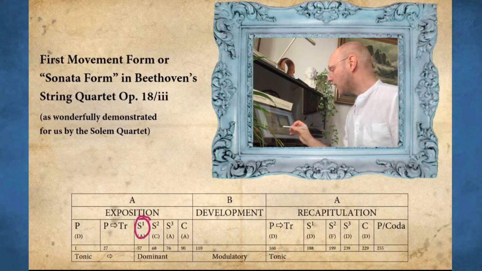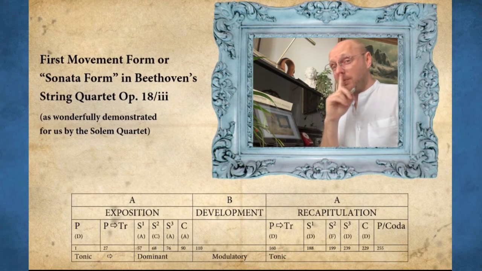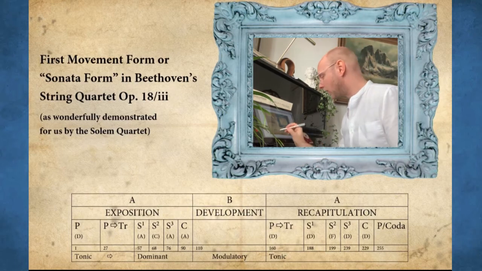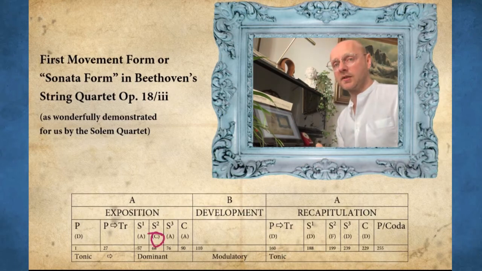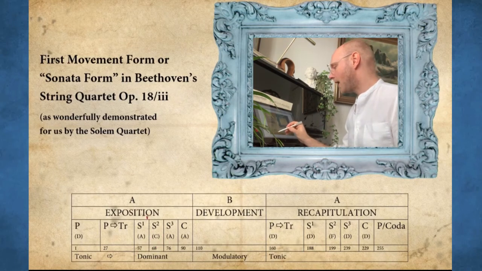So we can see here then that we have S1, S2, S3, and they are all in the dominant or A major. There's a bit of a strange thing here because this one, S2, is actually in C. It's actually not in A. We'll have a look at that in a few moments' time. Let's listen, first of all, to S1.